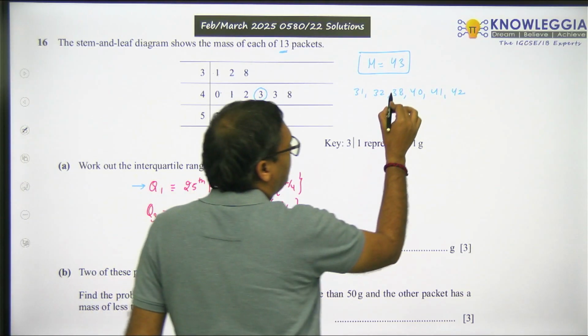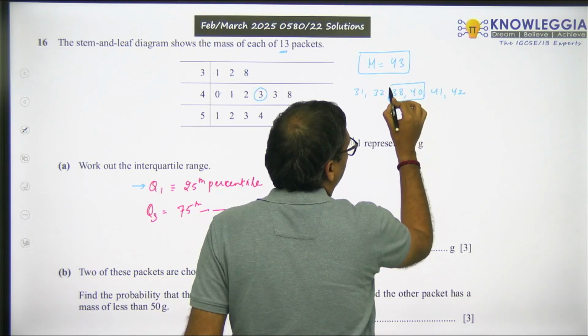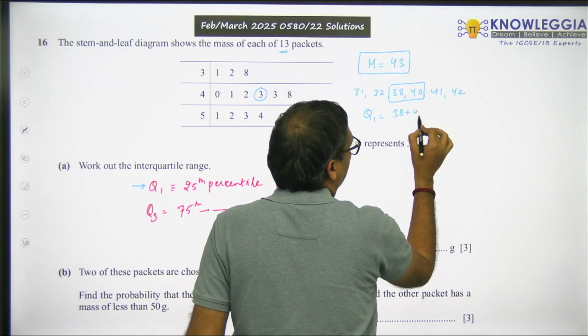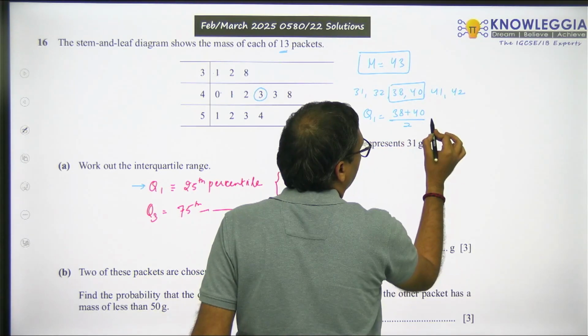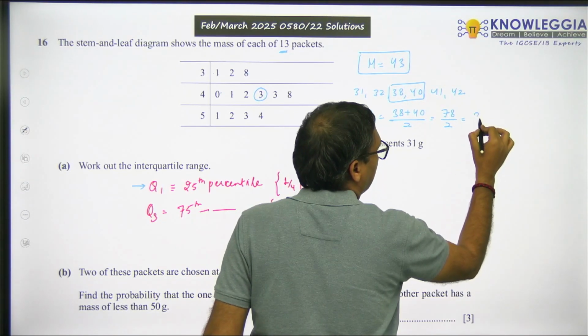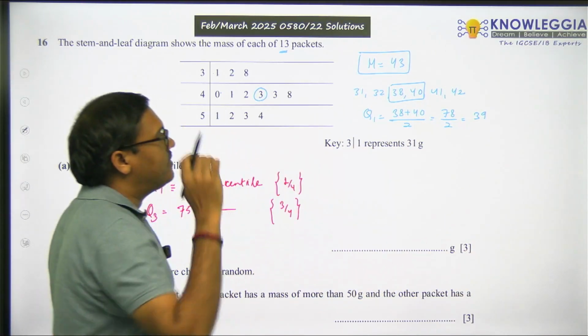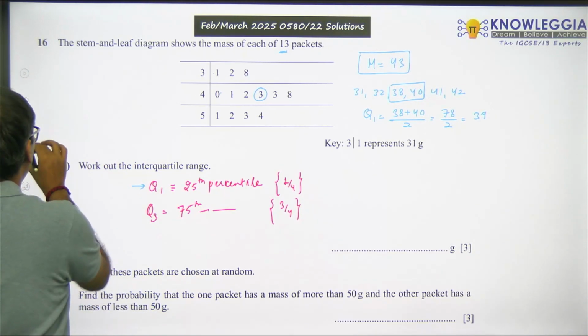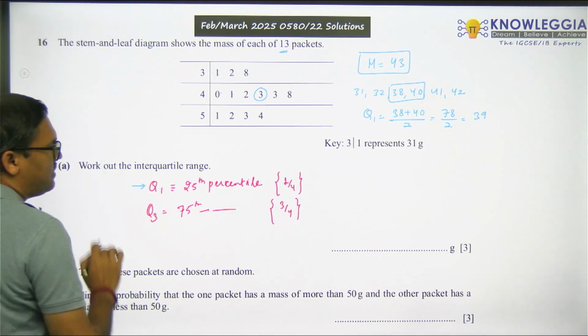So you can clearly see the median of this is Q1, which is equal to 38 plus 40 divided by 2, which is 78 by 2, which you can say is 39. Right? So this is Q1, the lower quartile. Okay.